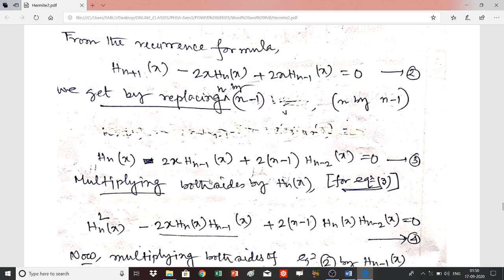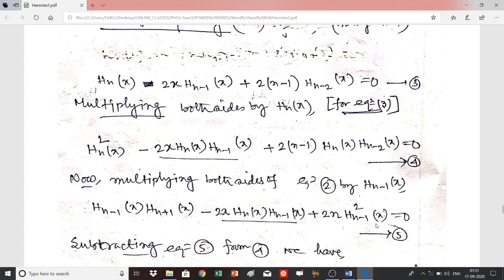Now multiplying both sides of equation 3 by H_n(x), you will have H_n(x) squared minus 2x H_n(x) H_{n-1}(x) plus 2(n-1) H_n(x) H_{n-2}(x), that is equal to 0. The first term is okay, the second term is okay, and the third term comes from multiplying by H_n(x).